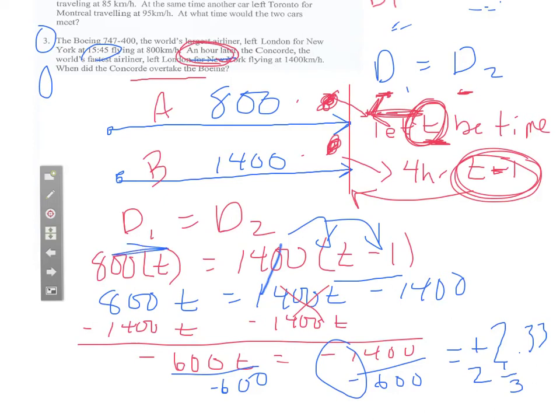Remember, distance is equal to distance type of problem. Distance equal distance. Now the only thing that changes is your time. Time, and then time minus 1 hour, or time minus 2 hours. Depends on what the question gives you. So just be cautious of what they give you.